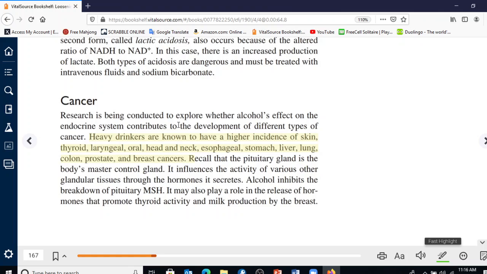Cancer. Again, heavy drinkers are known to have a higher incidence of skin, thyroid, laryngeal, oral, head and neck, esophageal, stomach, liver, lung, colon, prostate, and breast cancers. And if you're not worried about any of those, here's to you, drink up.